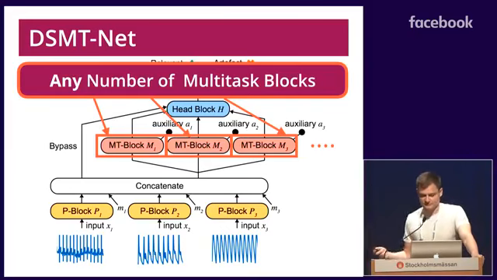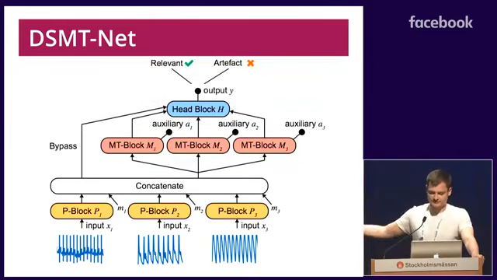And all of this information from these multitask blocks is orchestrated by the head block in blue here, which is trained only on the main task. But all the information flows down to the perception blocks, of course.